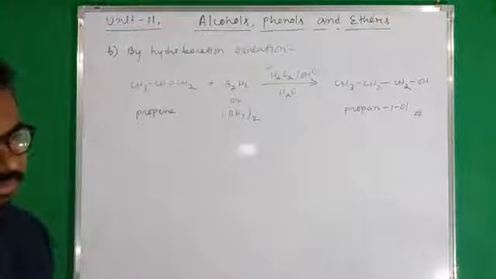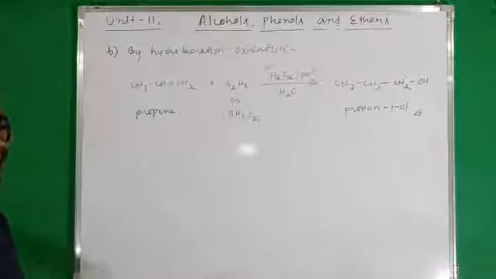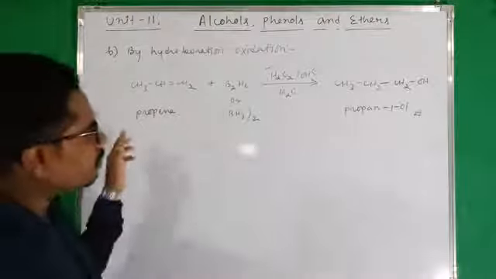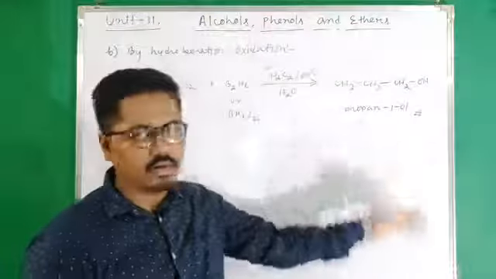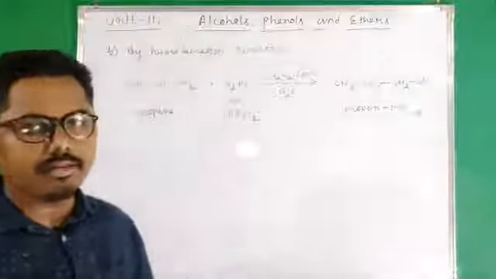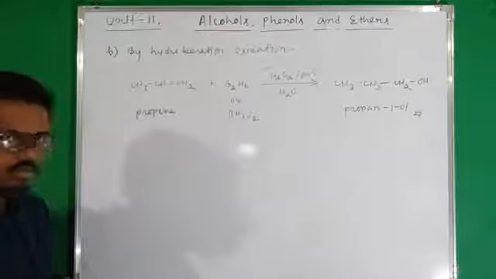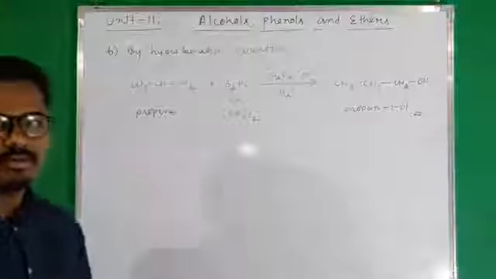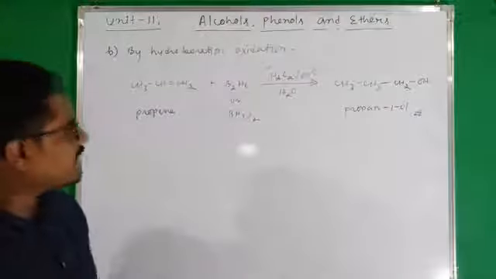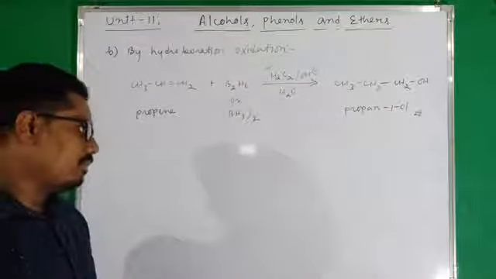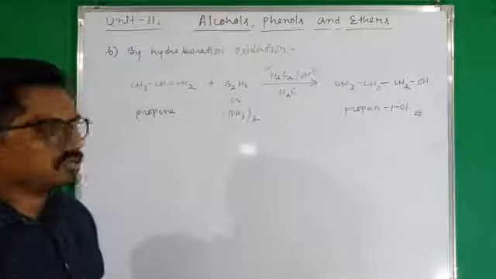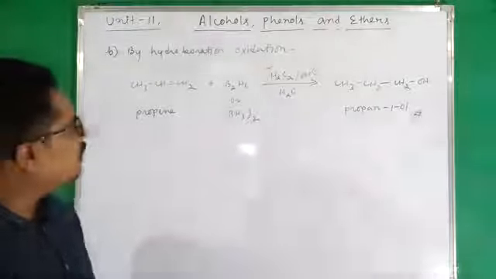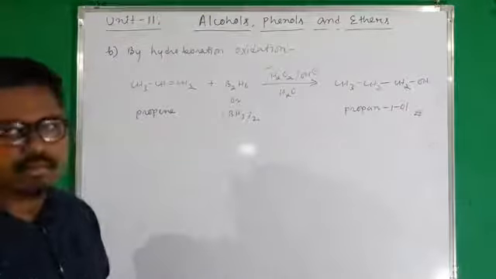Okay, again when in exam a question is asked, how can you convert propene into propan-2-ol, then you have to write the first reaction, that means acid catalyzed hydration. So we have studied preparation of alcohols from alkene, and we have got two methods. First one is by acid catalyzed hydration, and the second one is by hydroboration oxidation.